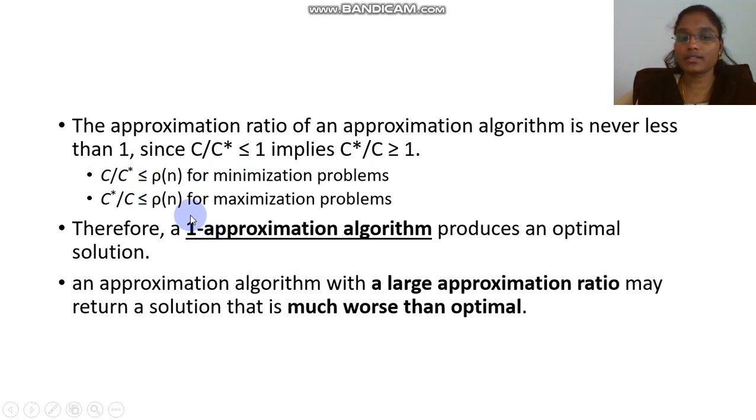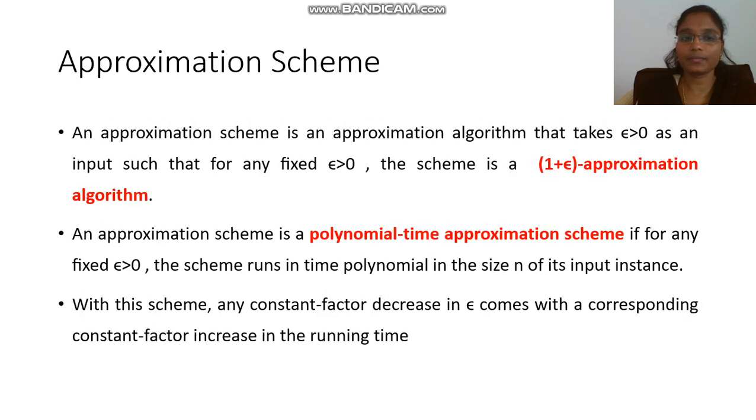If we take rho of n as 1, then the approximation algorithm will produce an optimal solution. And if the approximation algorithm has a larger approximation ratio, then the solution we find will be much worse than the optimal solution. It will not be a near optimal solution.